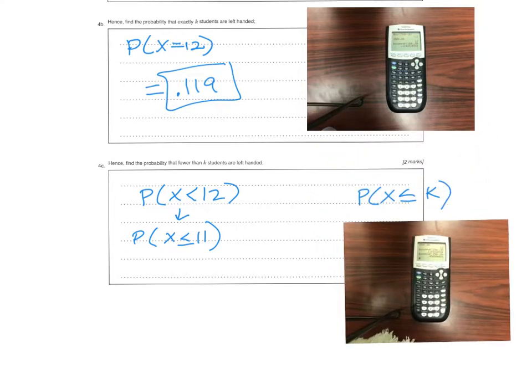So 0.457 is my probability. You should know that there were 2 marks for this problem, and the only way to get a mark if you got the wrong answer, the only method point was to write something that indicated that you recognized that you were doing the probability of being less than or equal to 11.